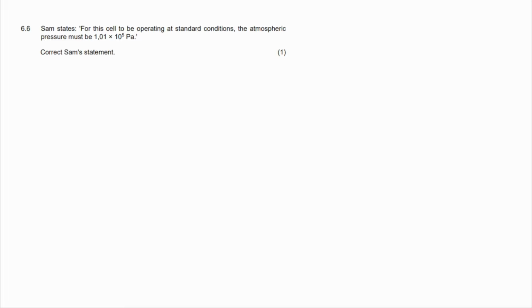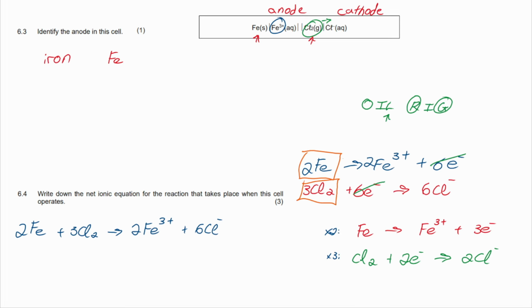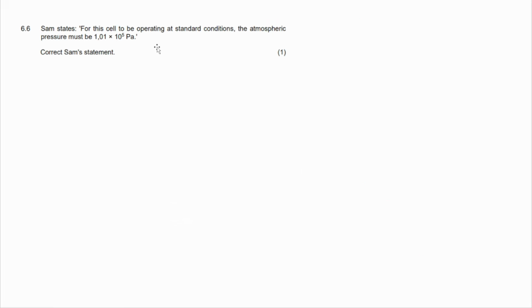Okay. Here we have, so Sam says, for the cell to be operating at standard conditions, the atmospheric pressure needs to be that amount over there. But we don't really care about the atmospheric pressure. The only thing that matters is if we have any gaseous substances, right? For example, here we have chlorine gas, that needs to be at 1,01 times 10 to the 5 Pascal. So it's not atmospheric pressure that must be that, it's the pressure of the chlorine gas.